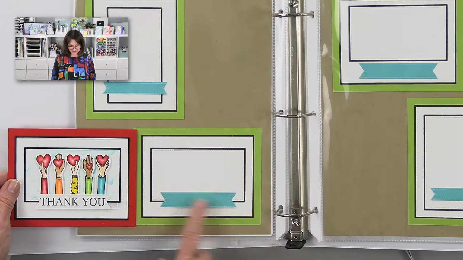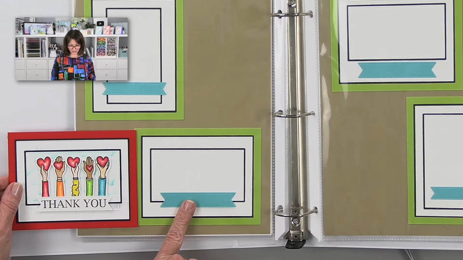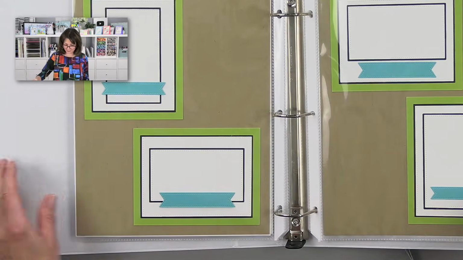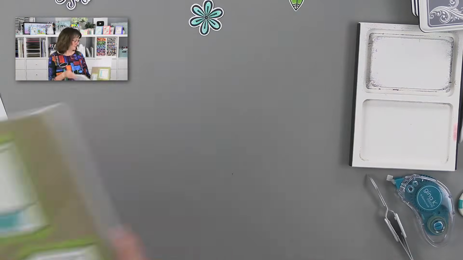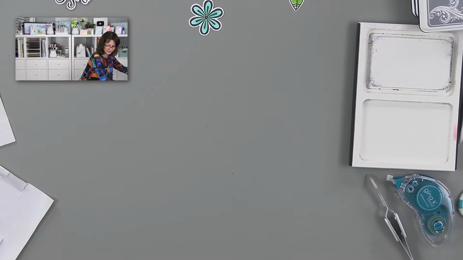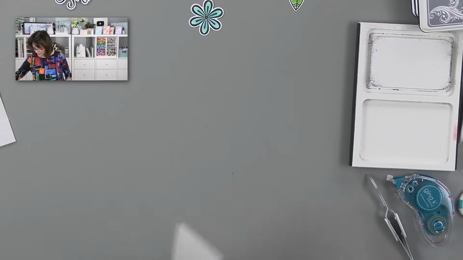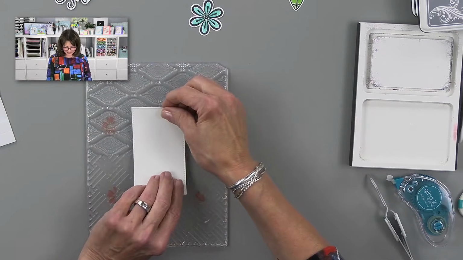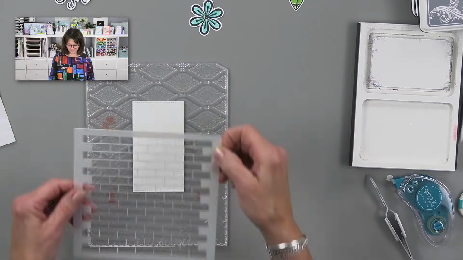Okay, so there's your try me, and here's the finished card. Okay. All right, so we're going to do this one next. And so for this one, I don't think I'm going to do clouds. But I think I will do that brick again. And I'll do it in gray.